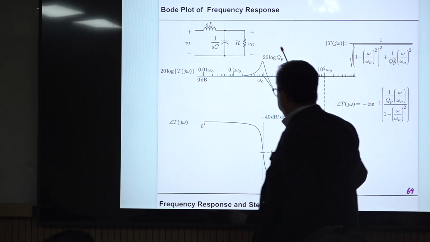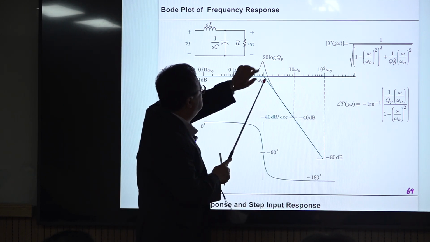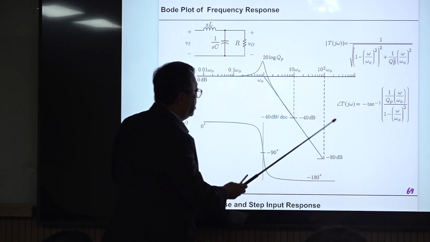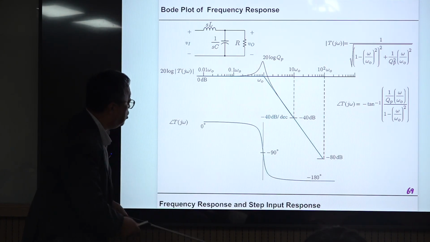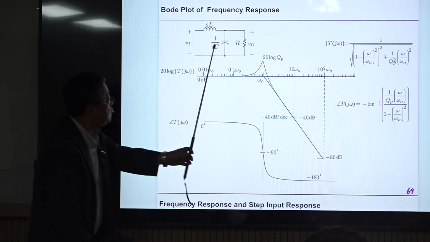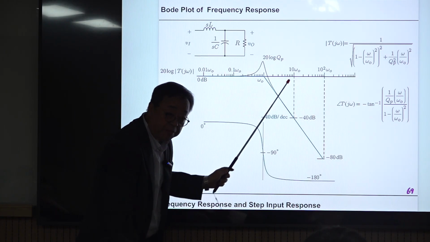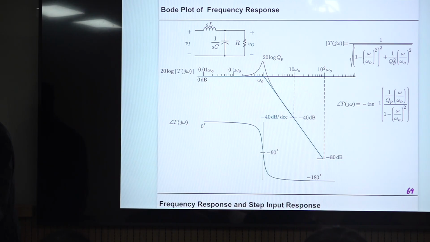Use this asymptotic plot. This is called an asymptote, and you connect the asymptotes. And you know this, there is this peaking and this frequency, everything. And at this frequency, 40 dB attenuation, 80 dB attenuation, and the phase is changing rapidly here, okay? But at this frequency, this is the exact value. There is only one point where we have exact knowledge about the magnitude and the phase, all right?